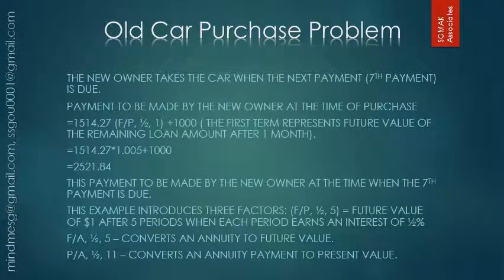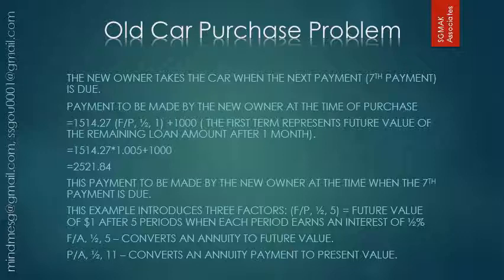Moving on. So the new owner takes the car when the next payment, the 7th payment, is due a month later. And at that time, he or she will assume the loan from you. So the remaining balance now, he takes over the loan. In addition, he or she pays $1,000 to you. So how much payment he's going to make is the future value of the remaining balance after 1 month, because that's when he's going to take the car from you and make the payment, plus $1,000. We can see the first term goes to the bank because that's what the bank owns, and the second term comes back to you.